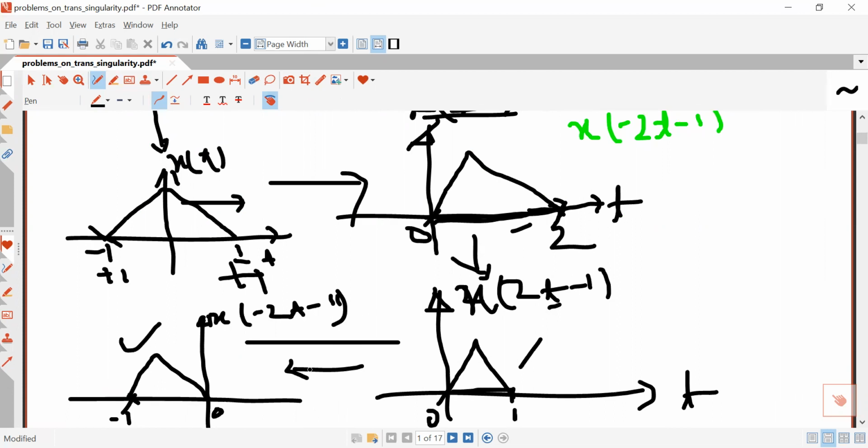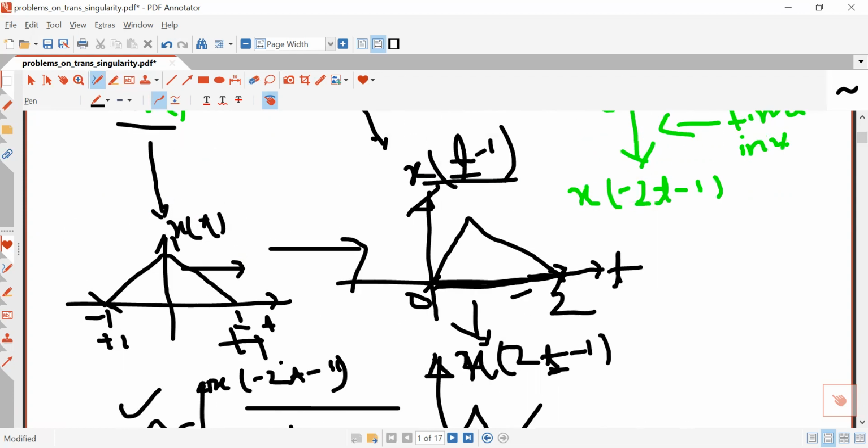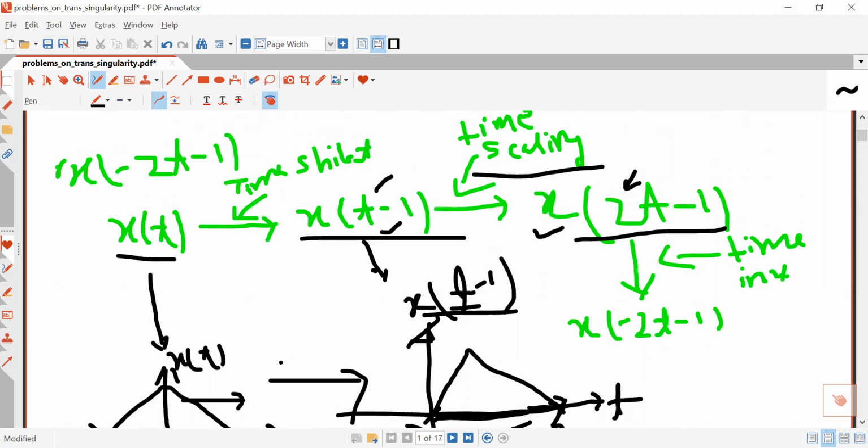And now you have to do time inversion or folding. Just t is replaced by minus t. You will get the mirror image of this signal. So in this way, you can get x(-2t - 1). So this is all about the problem related to transformation.